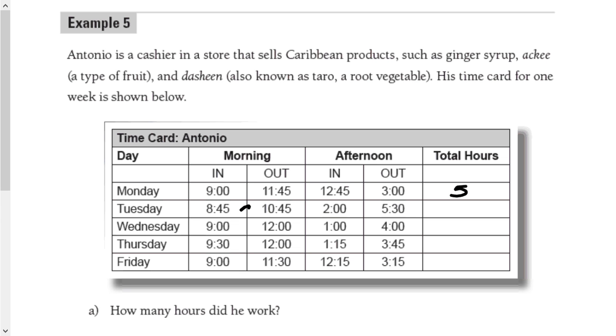This is 2 hours and 3.5 for a total of 5.5. This is 3 hours. This is 3 hours for a total of 6. This is 2.5. And this is 2 1/4, so 2.25. Oh wait, maybe I counted that wrong. Oh, it's 2.5. Okay, for a total of 5. This is 2.5, and this is 3 for a total of 5.5.